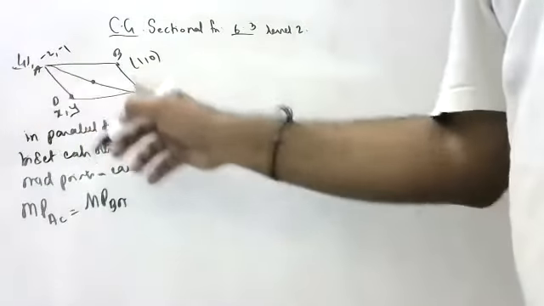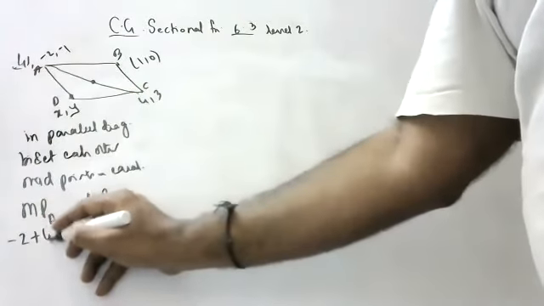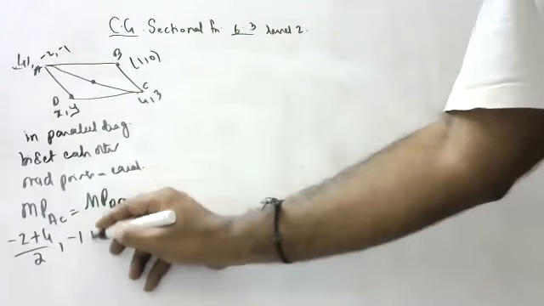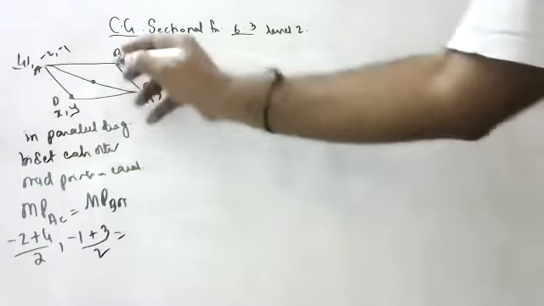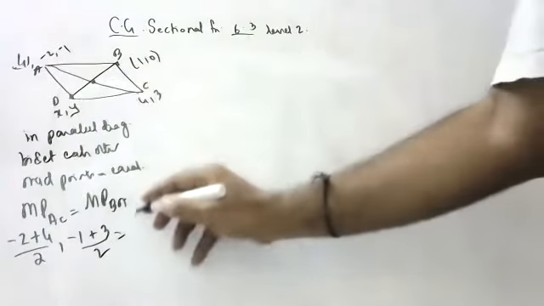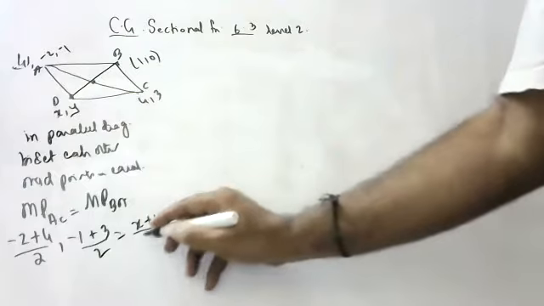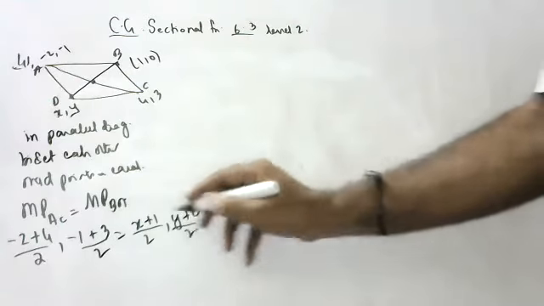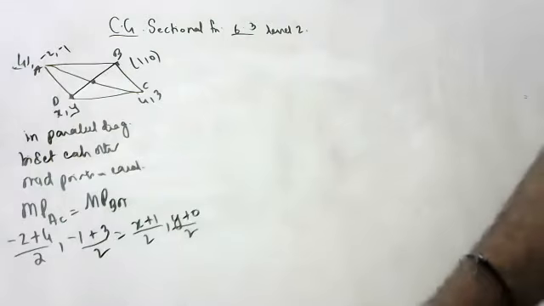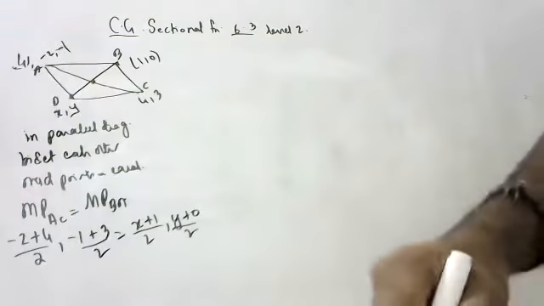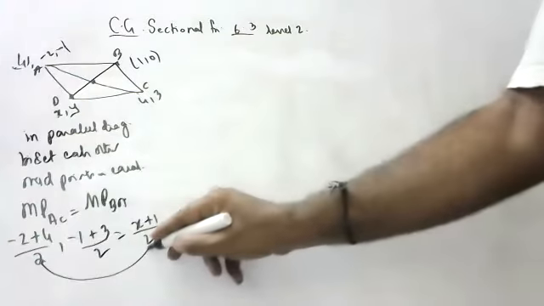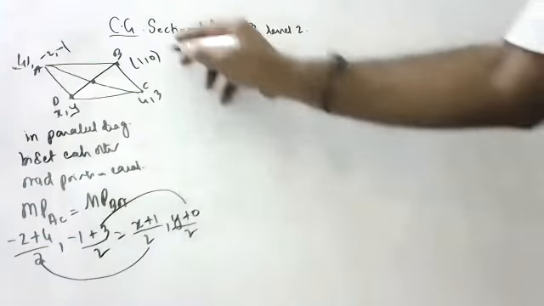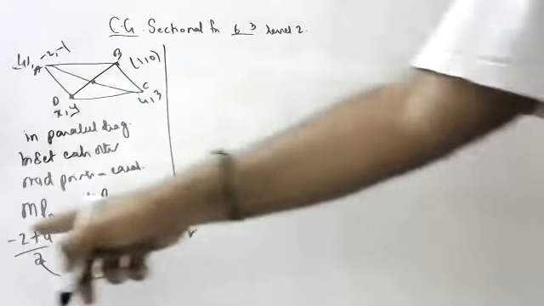Yes, sir. (-2 plus 4) by 2, comma, (-1 plus 3) by 2 is equal to (1 plus x) by 2, comma, (0 plus y) by 2. Okay, now for the x's you have to equate both, and for the y's you have to equate both. Can you tell the equation for the x's?